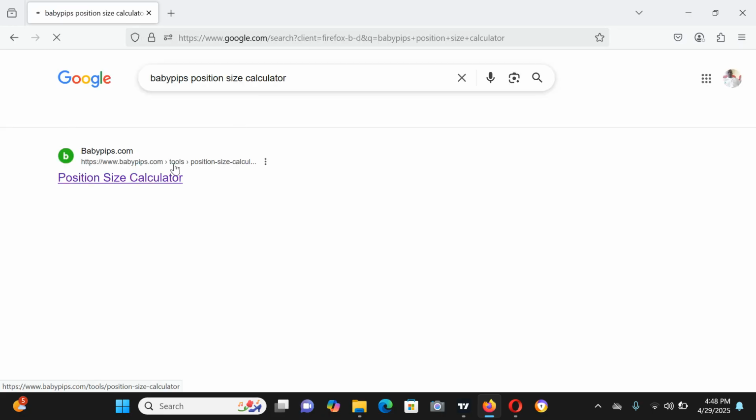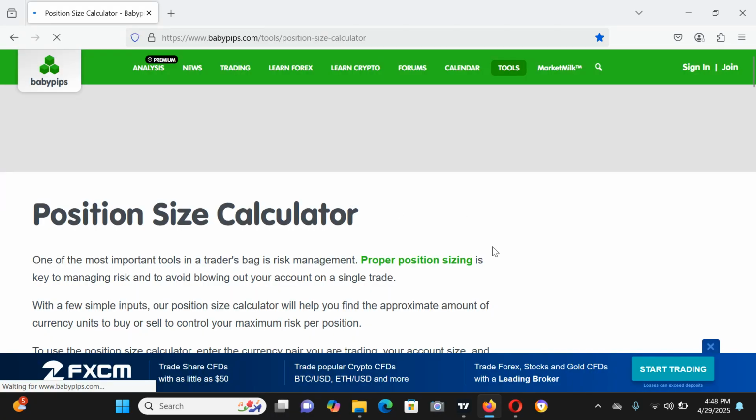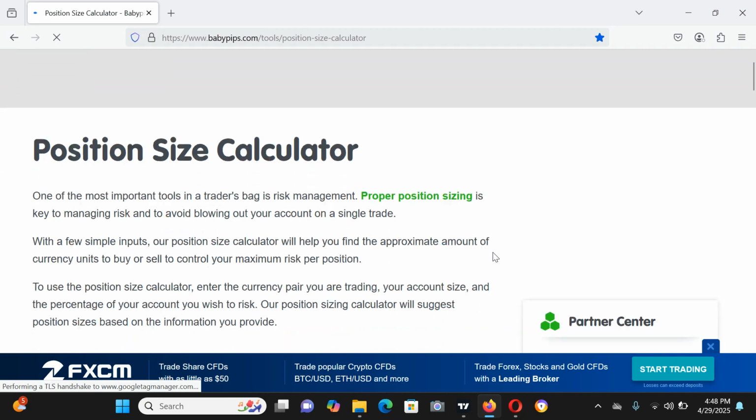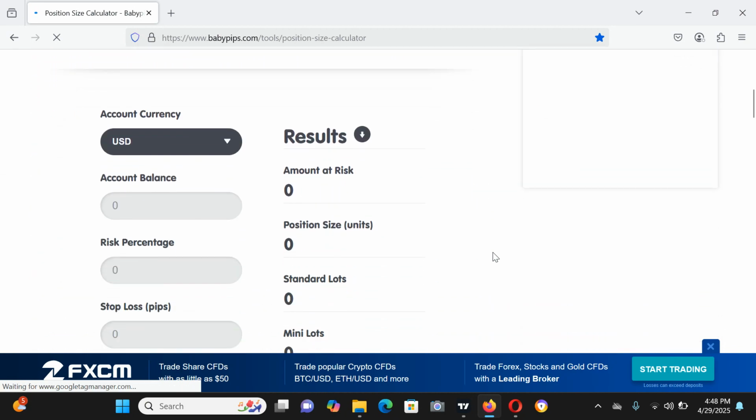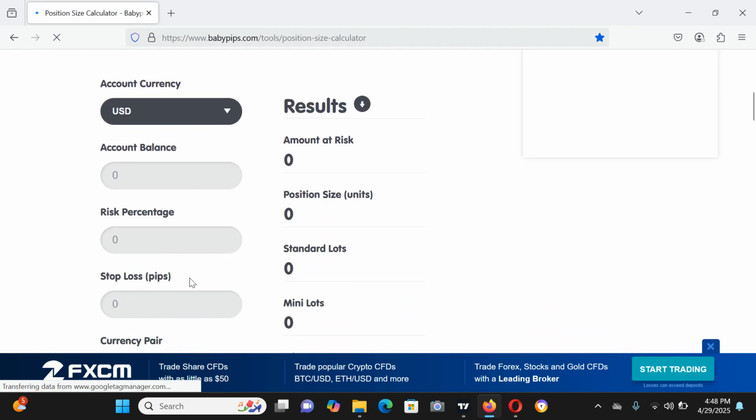Then it will open to this. Then you click on the position size calculator. Then it will take us to the next page. So this is the page. Then we need to fill all these empty spaces.